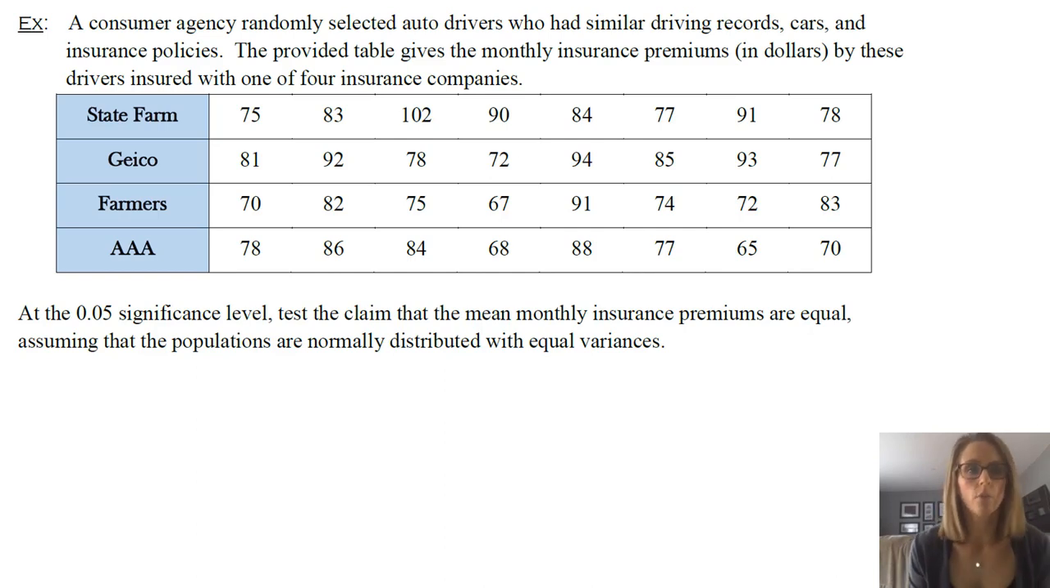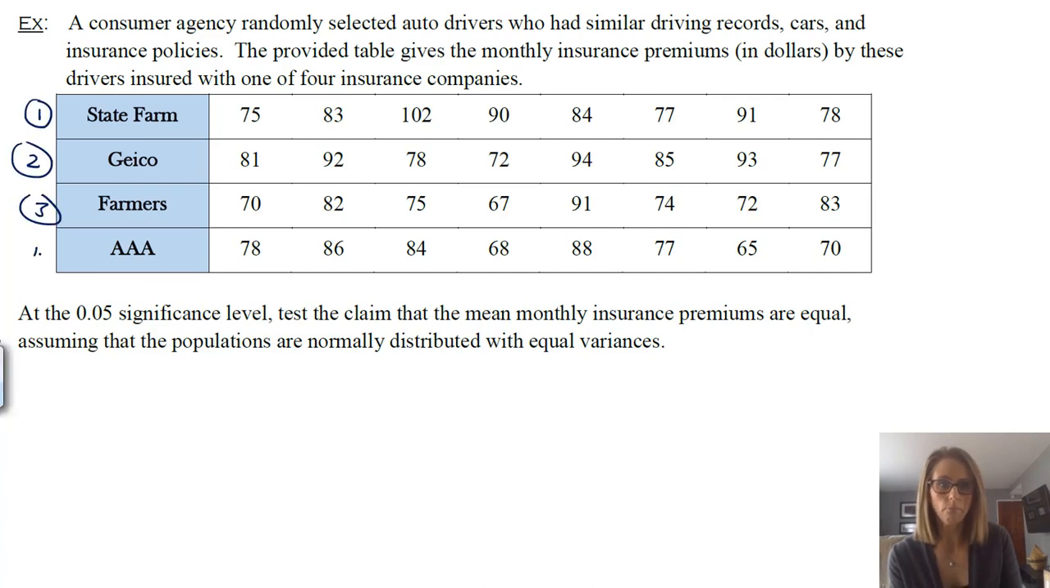So another example of ANOVA, a consumer agency randomly selected auto drivers who had similar driving records, cars, and insurance policies. The provided table gives the monthly insurance premiums in dollars by these drivers insured with one of the four insurance companies. So we have four different companies here. This is made up data, so don't actually think it's true. We're at a 0.05 significance level. We're testing the claim that the mean monthly insurance premiums are equal. Again, very common with ANOVA to be having that be the claim.